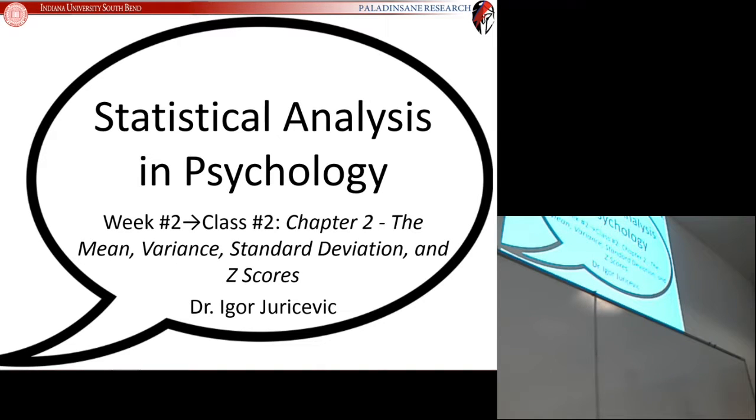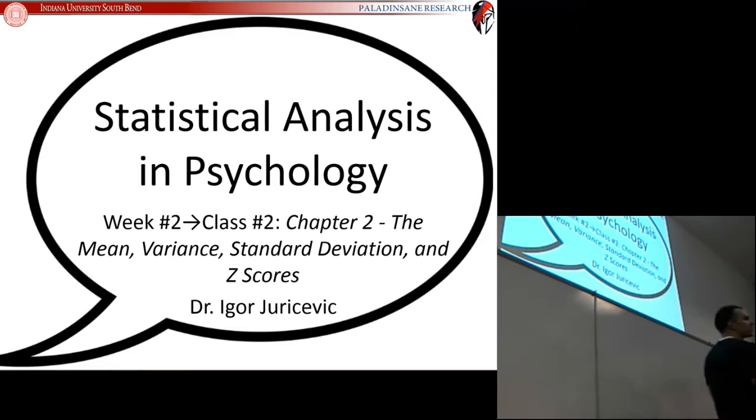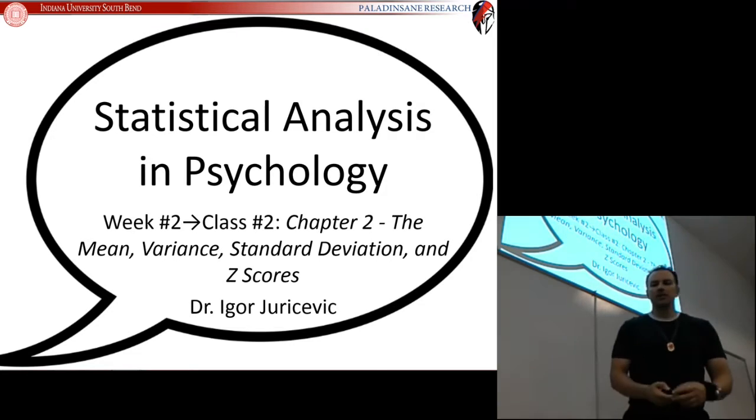All right, so let's get going on today's class. Today, for real, we're going to be taking a look at Chapter 2: the mean, variance, standard deviation, and z-scores. Specifically, we're going to spend a lot of time on this chapter because those three tools, the mean, variance, and z-scores, are going to be used in basically everything that we do from here on out, especially once we finally get to inferential statistics, once we get to hypothesis testing.